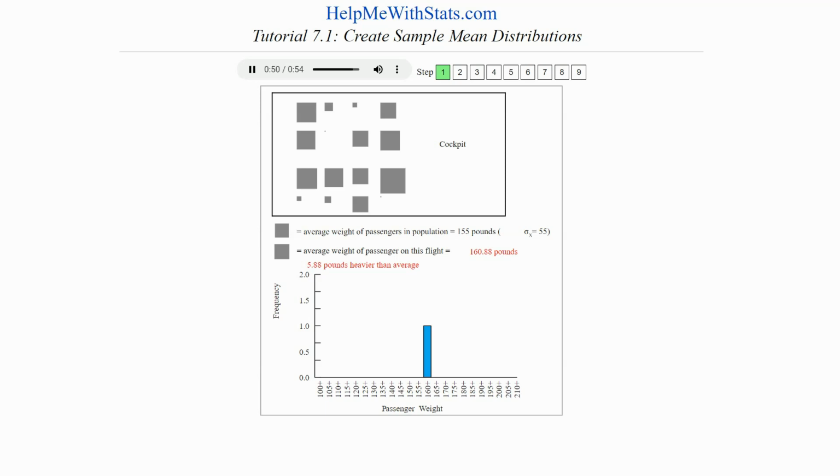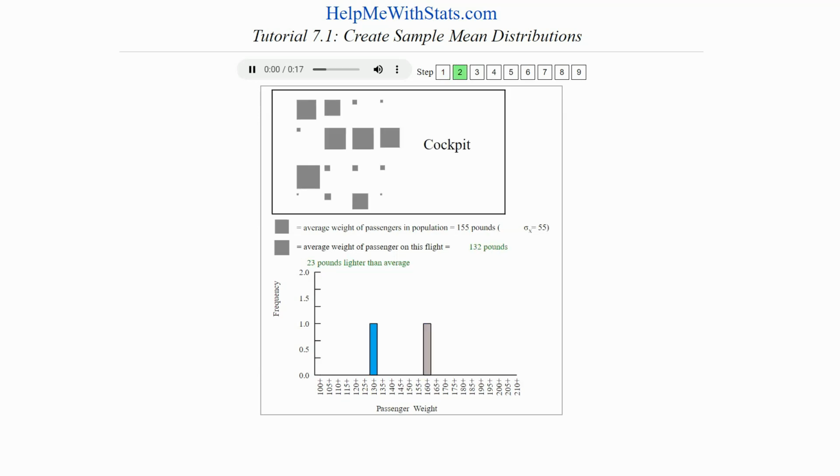With only one sample mean, we have only one column in the histogram. We've added a second sample mean of 132 pounds and updated the display with another blue column that represents the mean passenger weight of 132 pounds. A sample mean of 132 pounds will be in the 130 plus interval.